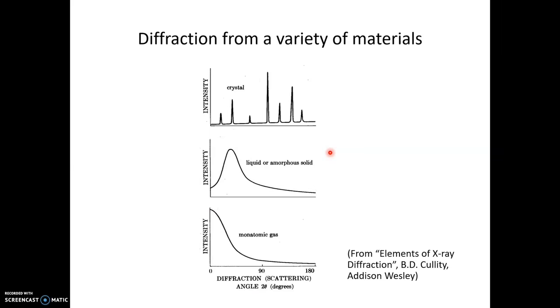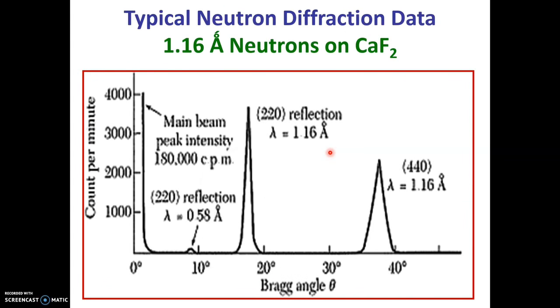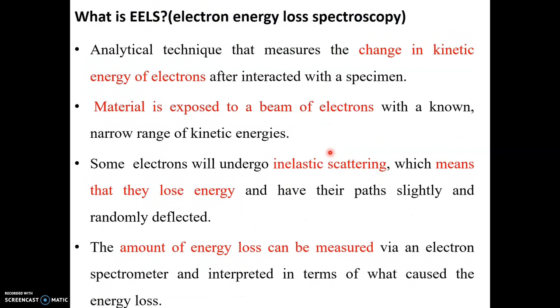And next we are going to see electron energy loss spectroscopy: the change in kinetic energy of electrons after diffraction with a specimen. Change in kinetic energy, that is movement energy, motion energy of electrons, from an inner shell to an outer shell. That energy is going to be analyzed by the spectroscopic method of analysis.